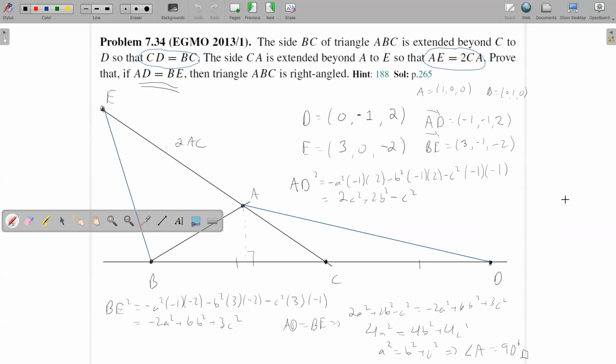So if you're interested in learning more about barycentric coordinates, you can either read up on them in Evan Chen's book, or he has a really useful handout. It's called Bary Full. I believe you can find it online.